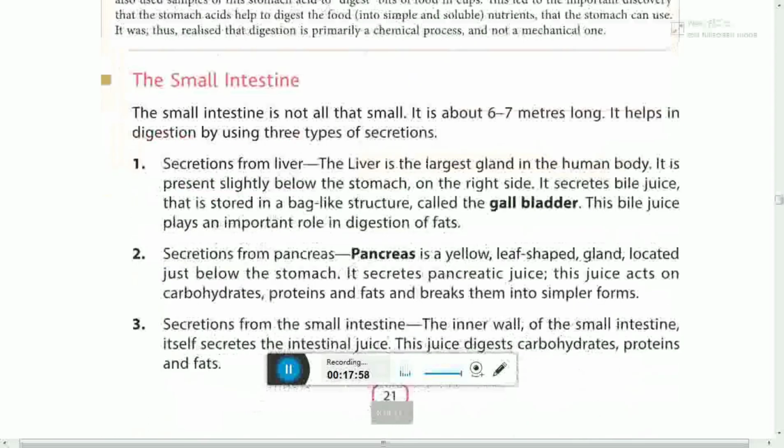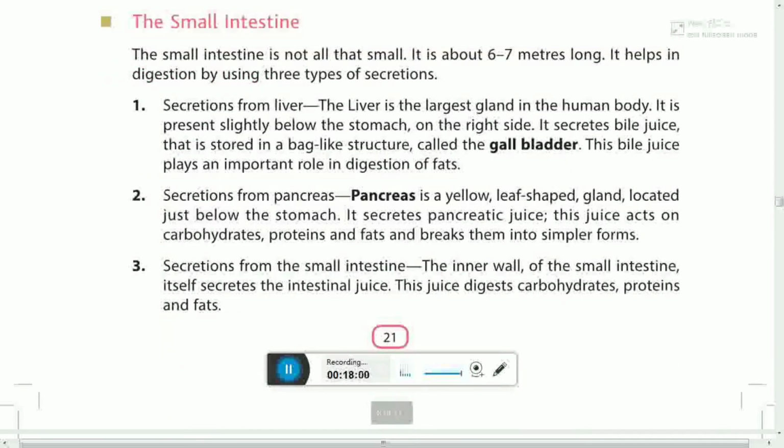Here, the next organ is the small intestine. The small intestine is not all that small. It is about 6-7 meters long. It helps in digestion by using 3 types of secretions.